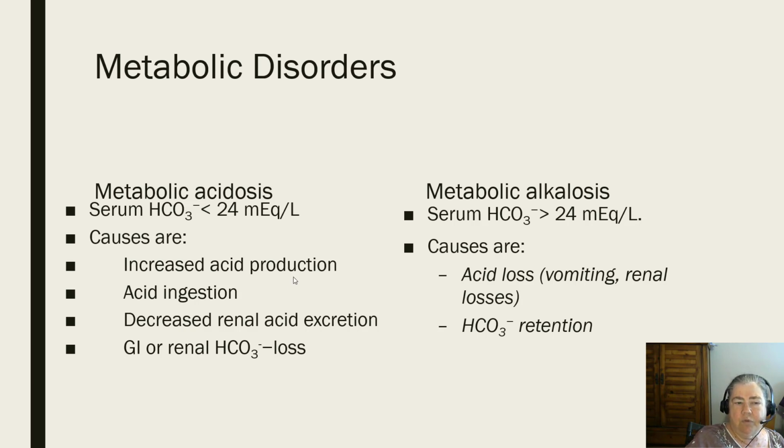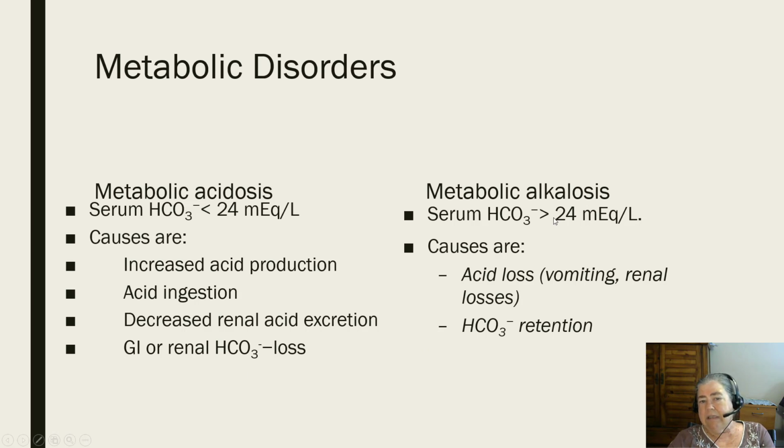You can have extra acid in metabolic acidosis. You can be reabsorbing extra hydrogen ions or not excreting hydrogen ions appropriately. And you can also lose bicarb from the intestines or from the kidneys. A common cause of metabolic acidosis from the loss of bicarb in the GI tract could be diarrhea. So if you have diarrhea, you lose bicarb.